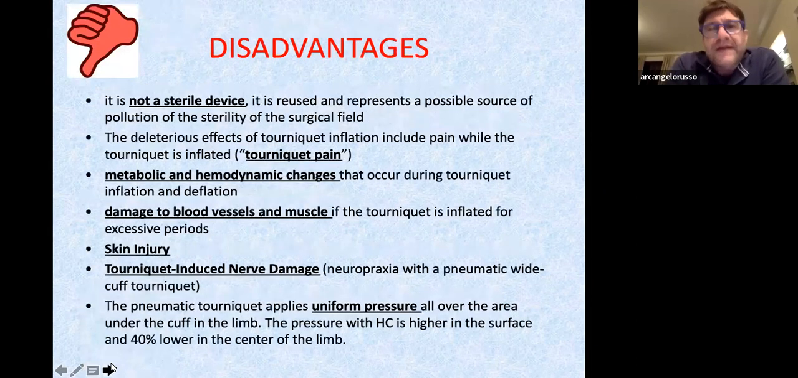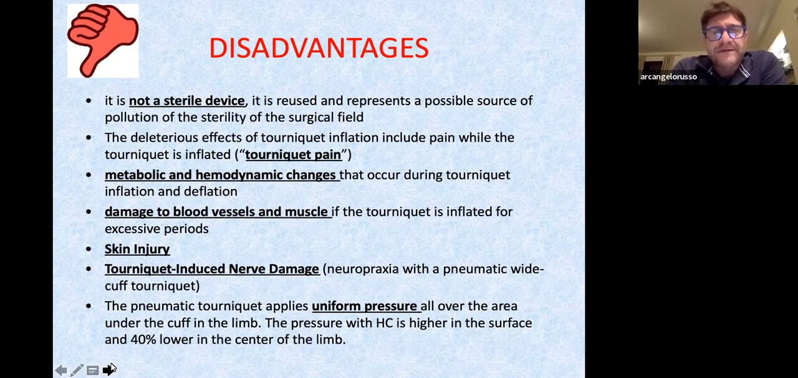But there are disadvantages. It is not a sterile device. And this is very important. We are going to see in the next slide pictures that show how close the tourniquet sometimes is to the surgery field. It's not a sterile device.